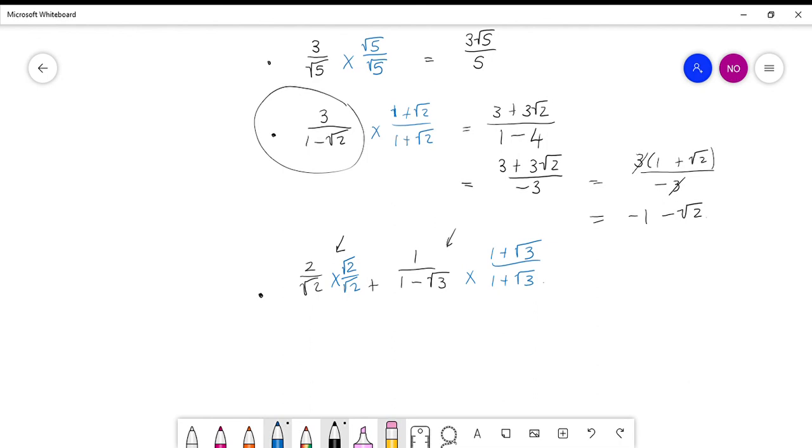I didn't change any values. I just took the two different terms and multiplied them by 1, but my 1 looks different for the two terms. And then you simplify and then you're done.